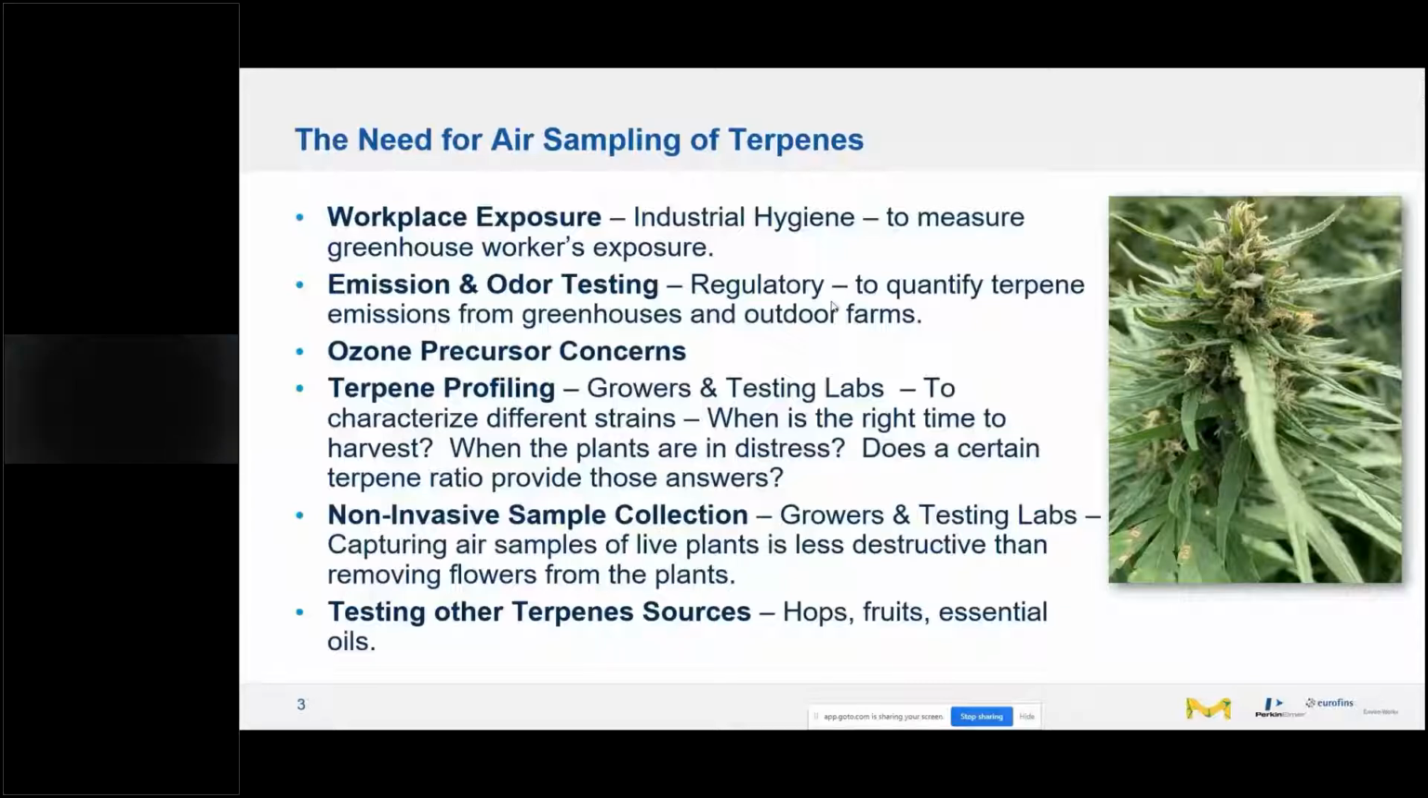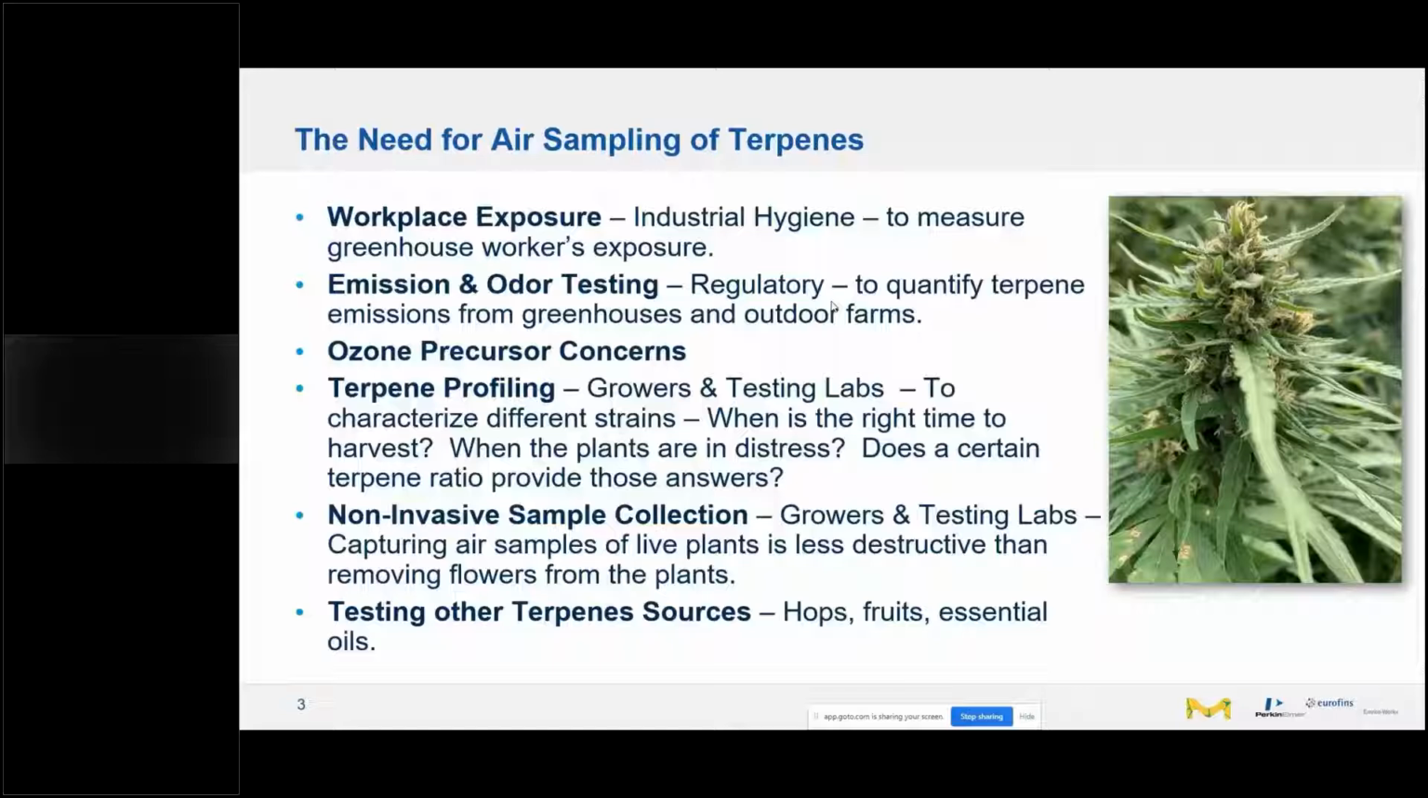There are discussions on this, again, for human health. Then there's ozone precursor concerns. I will define what an ozone precursor is in a little bit. Especially British Columbia is starting to have these concerns.